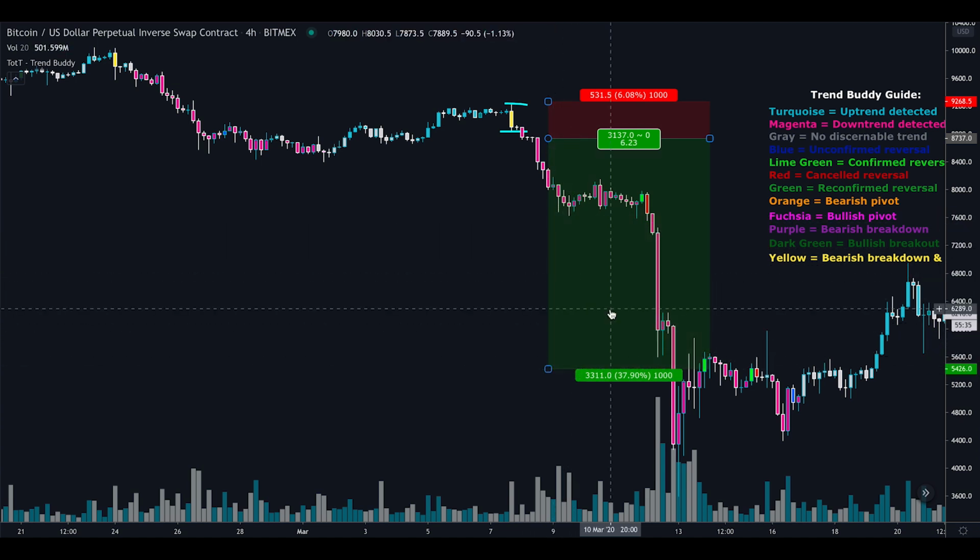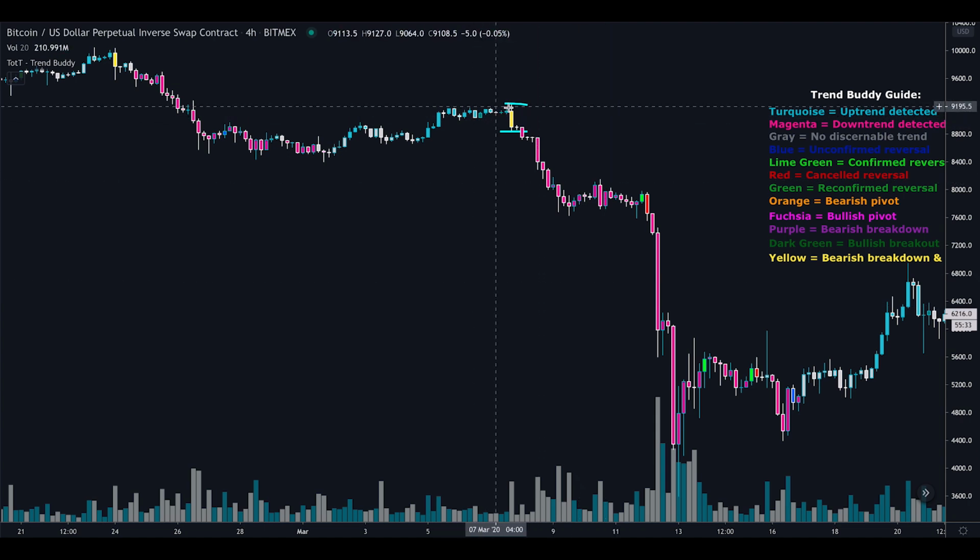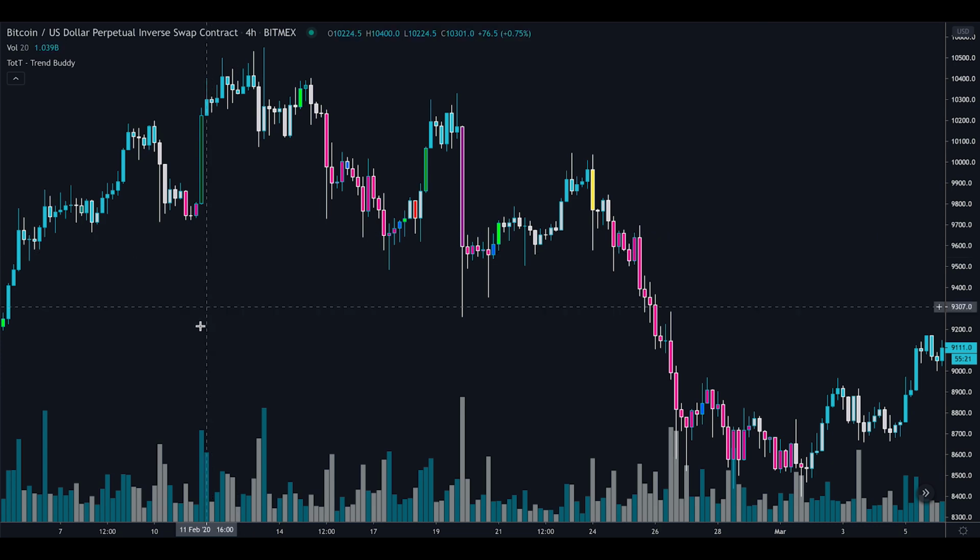So again, this is just to help inform your decision making. None of this is going to be 100%. But especially for the newer traders, you're going to be able to see very clearly what might be the current trend depending on the time frame you're at. So let's just go back and use some more examples.